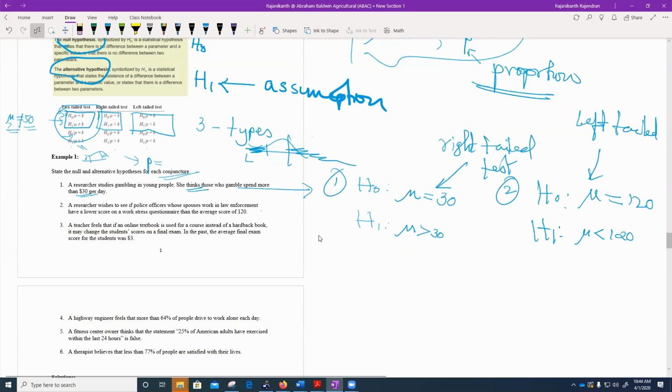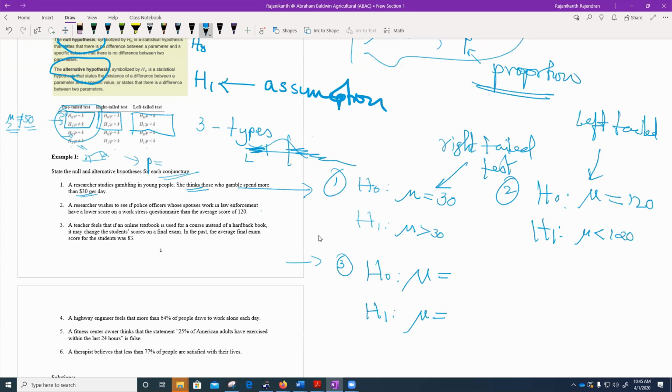Number 3. Mu. Are they talking about average again? Oh, yes, they're talking about average again. Mu, very good. So my H0, H1. My assumption is going to be H1. So what is my assumption now? The teacher feels that if an online text is used for a course instead of the hard book, it may change the student's score on the final exam. In the past, the average final exam score is 83, right?